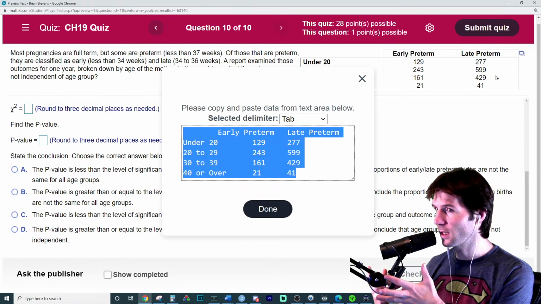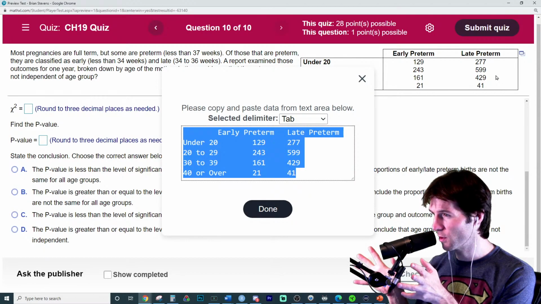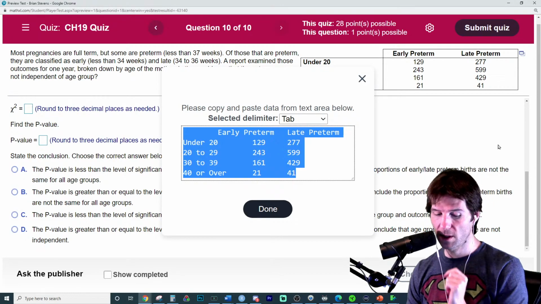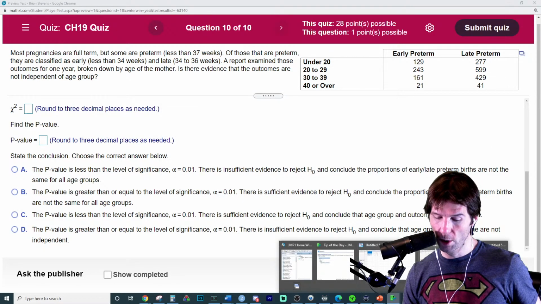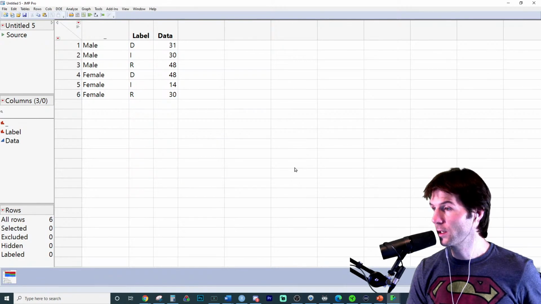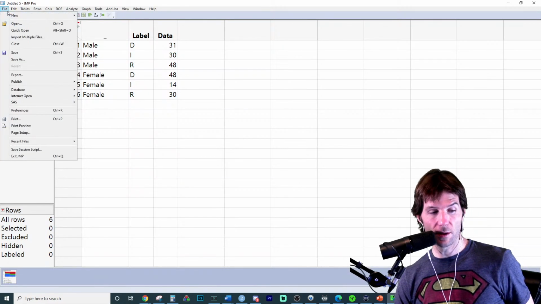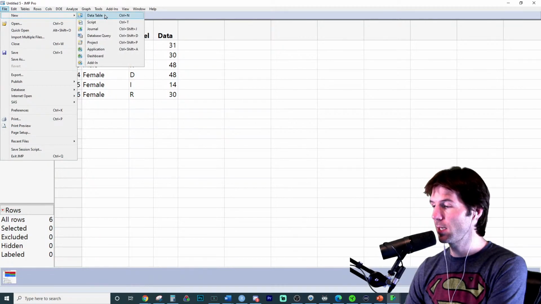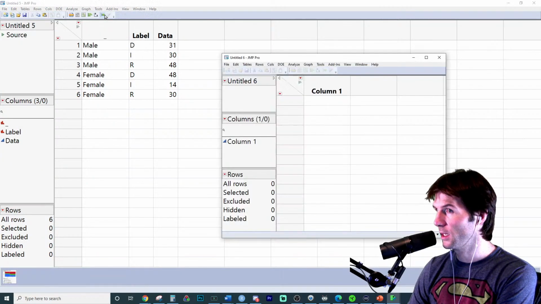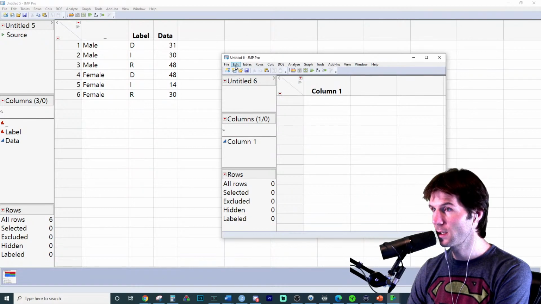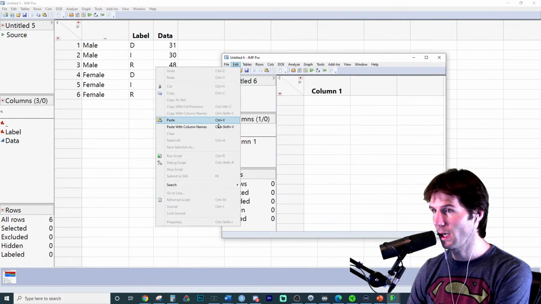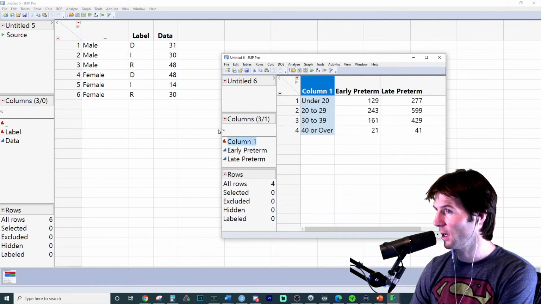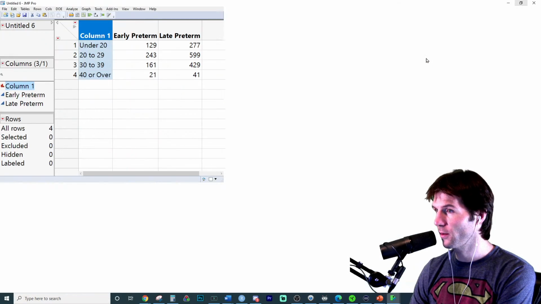But we next need to get the expected counts, but you don't have to do this if you can use JMP. So we've copied this right here. We're going to go over here, File, New Data Table, in JMP. And with the new data table right here, we're going to go to Edit and then Paste with Column Names. So we paste with column names the new data. And so we almost have it ready to go right here.